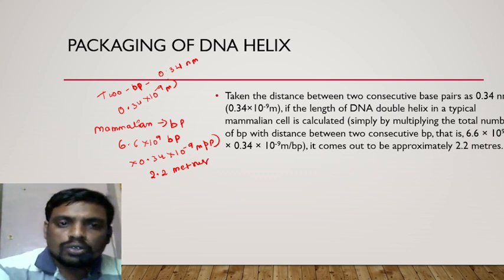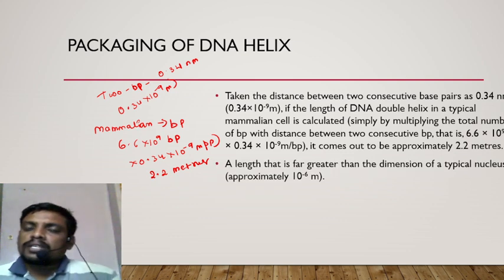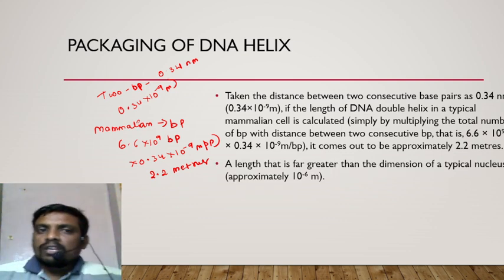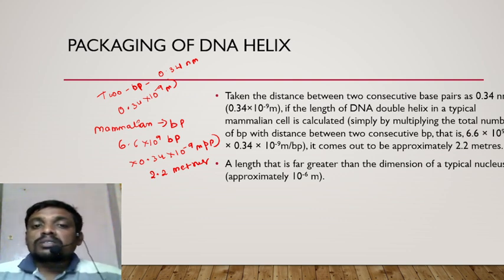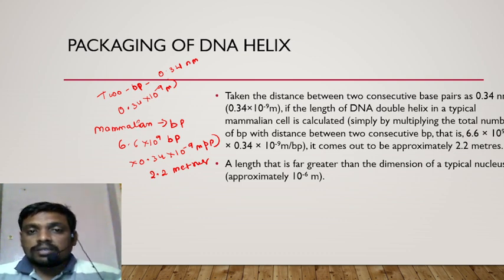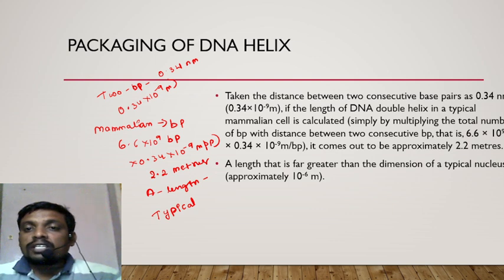So let us imagine this much DNA content. If you take out all the DNA content from our body, we can wrap it around the sun 600 times. That much DNA is there in our cells. Approximately 70 trillion cells are present in our body. This length is far greater than the dimension of a typical nucleus, approximately 10 to the power of minus 6.